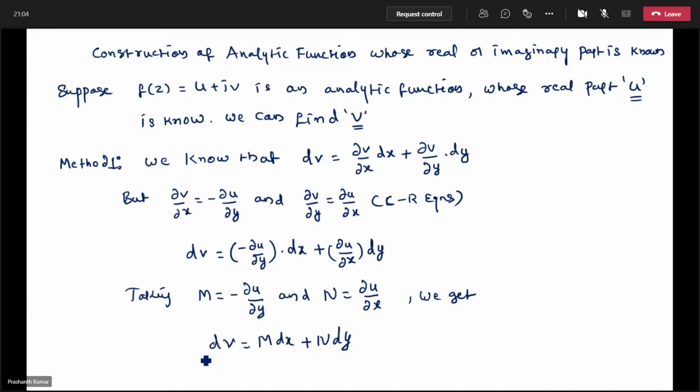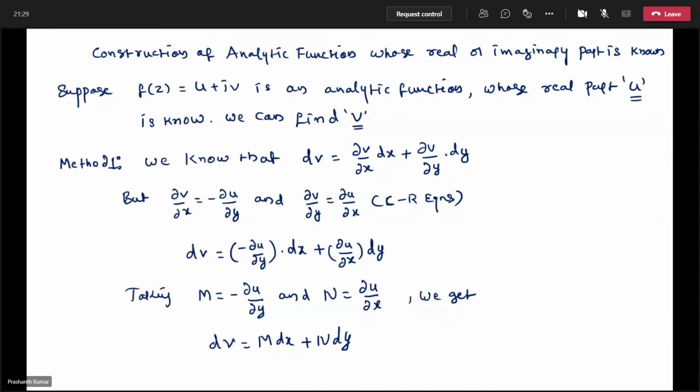dv is integrable. From this, integration and differentiation cancel, and we will get the v value. So this is the way we'll find the v value. But when is this possible? Only when M dx plus N dy is an exact differential equation. What is the condition for M dx plus N dy to be exact? We go to the definition of the exact differential equation.